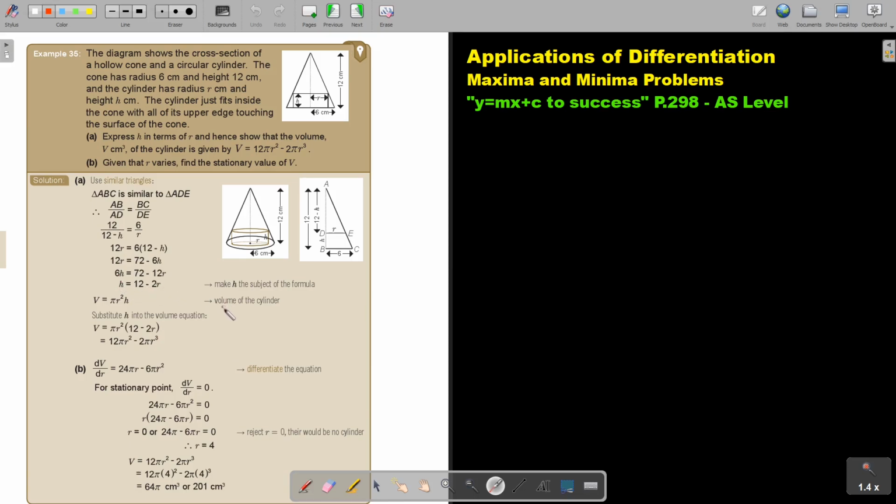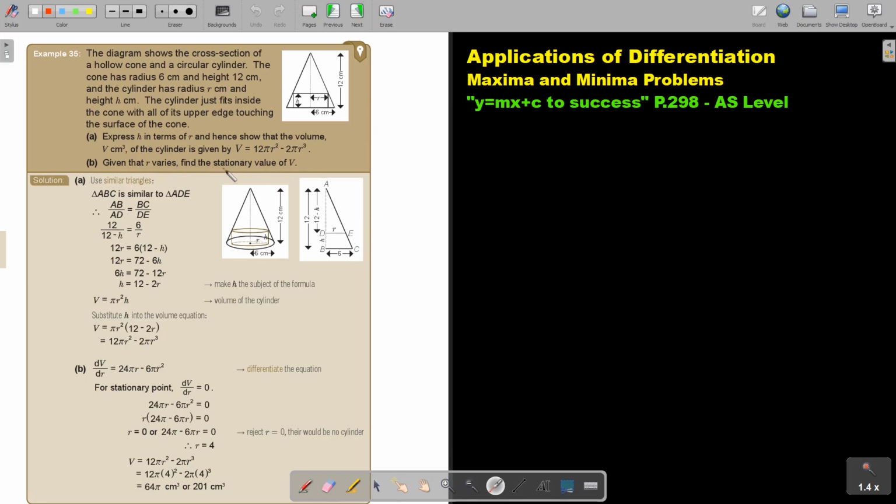So the volume, what is the volume of a cylinder? It's the area of base, so it's pi r squared times height. Substitute h in this formula. That's what I did there, and then I get this, and this is what they showed me there. So again, the constraint is the cone, but the one that can vary a little bit is the cylinder in it. Now, given that r varies, find the stationary value of V.